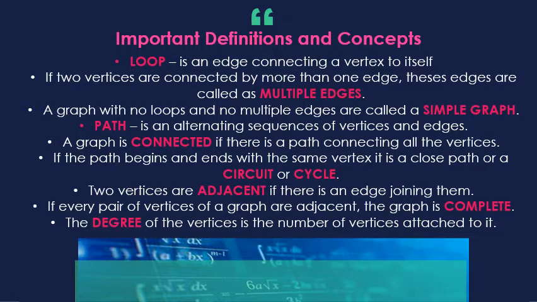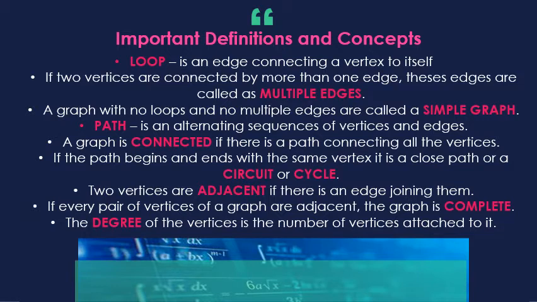Here are important definitions and concepts that we need to understand in order to better understand graph theory. First, we have a loop. A loop is an edge connecting a vertex to itself. We will see in the example what a loop looks like. If two vertices are connected by more than one edge, these edges are called multiple edges. A graph with no loops and no multiple edges is called a simple graph. So no loop, no multiple edges, simple graph.